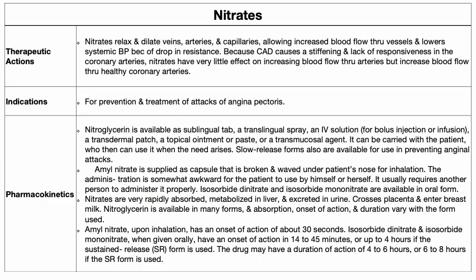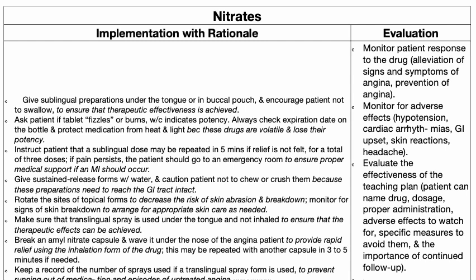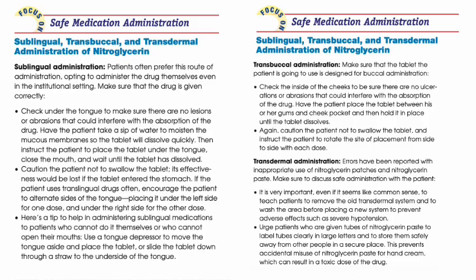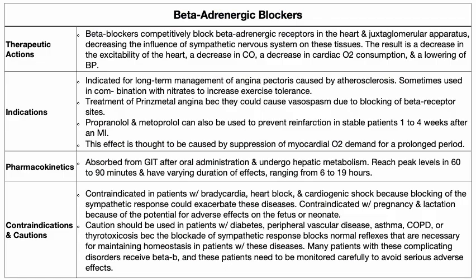And then here are therapeutic actions, indications, and pharmacokinetics for the different agents discussed in this topic. So I will leave this also to you to look closer when you grab a copy of your PLP. So we have here nitrates. Okay, then we also have safe medication administration for drugs included in this chapter, and then a prototype summary of some of the drugs.